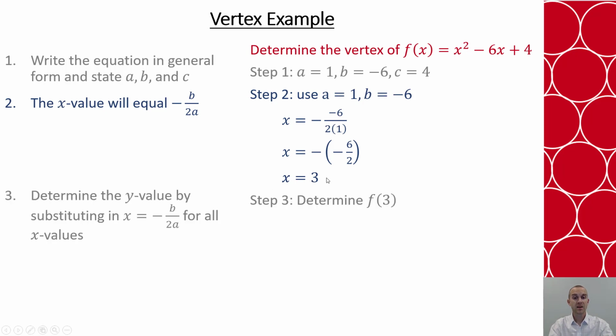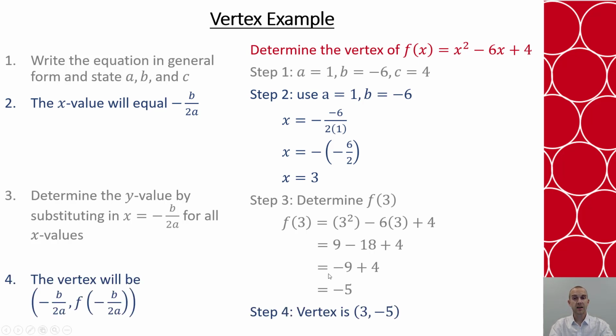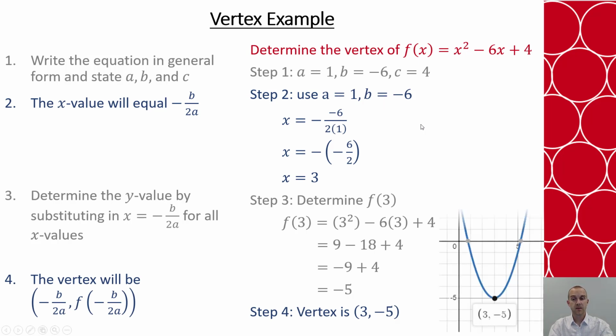Now I take my 3 and substitute it in for all of my x's and simplify this expression to get my corresponding y. So 3 squared minus 6 times 3 plus 4. That gives me 9 minus 18 plus 4, which gives me negative 9 plus 4, and that's negative 5. So my vertex is (3, negative 5), and since this was a positive x squared, I know that is a minimum value. So if I graphed this, I would see that my graph opens upward and has that minimum at (3, negative 5).